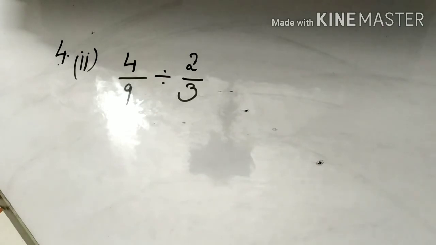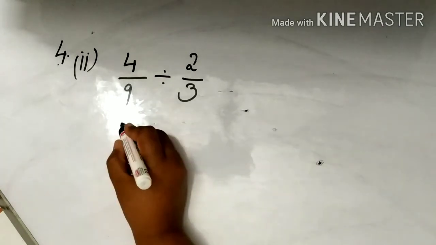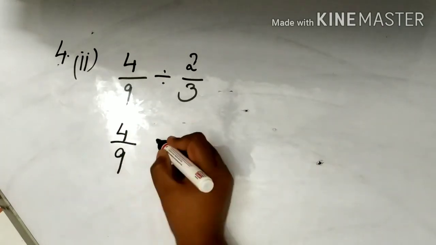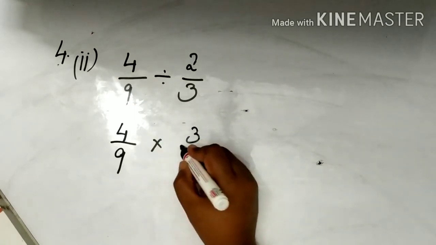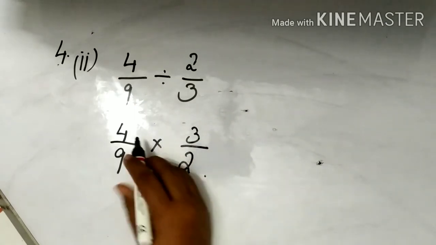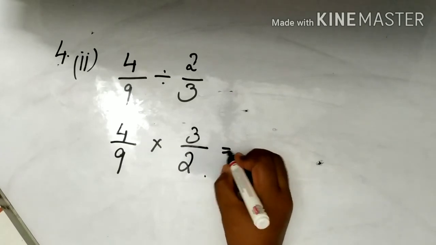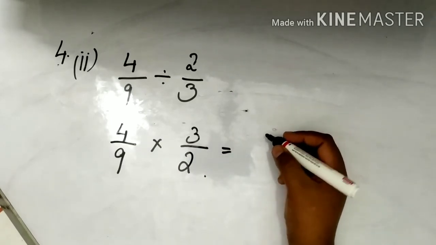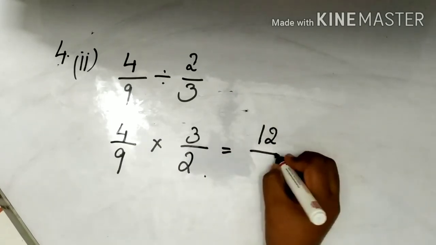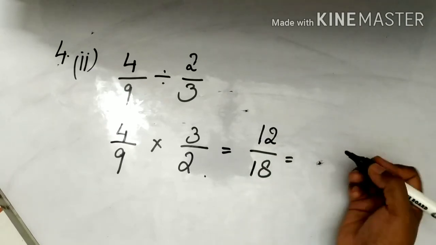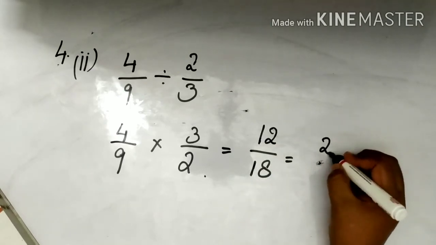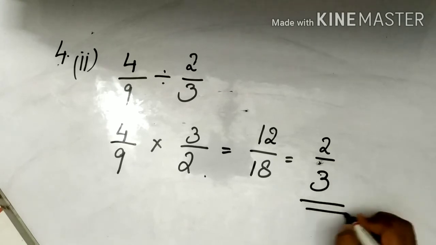Second way of solving the same question will be by writing this, finding the inverse, and then doing the reciprocal, and then calculating this first. That will be equal to 12 by 18, and then solving it, that will be equal to 2 by 3. Okay.